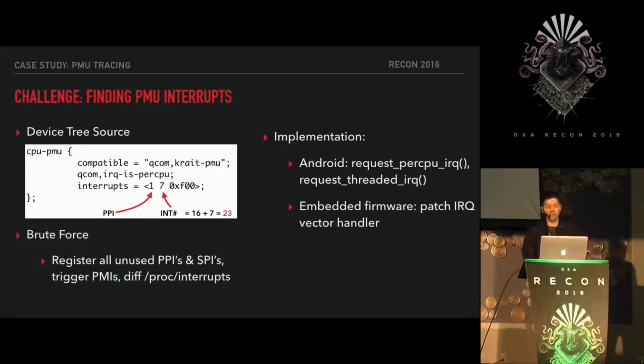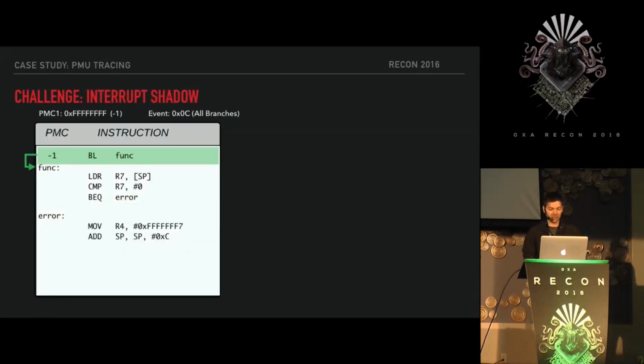And as far as implementation, I mentioned there's a couple handy APIs in Linux, and if we think about embedded firmware, ultimately we need to patch the IRQ vector handler, probably at the end before returning to the mode it came from. So the second big problem is something called interrupt shadow.